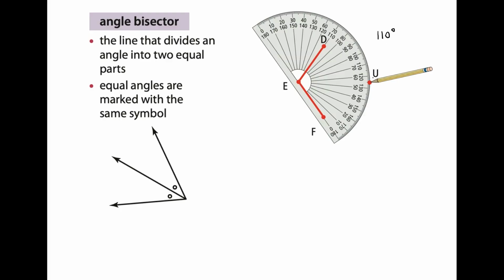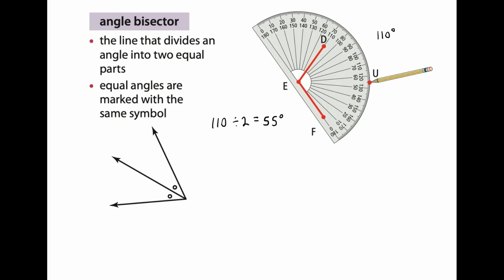Now what I did here is this point U, it looks like I took 110 and I divided it by 2. This is essentially what I did. I took 110 and I divided it by 2. That should get me 55 degrees. So notice where I marked it here, between 50 and 60, that is 55 degrees.